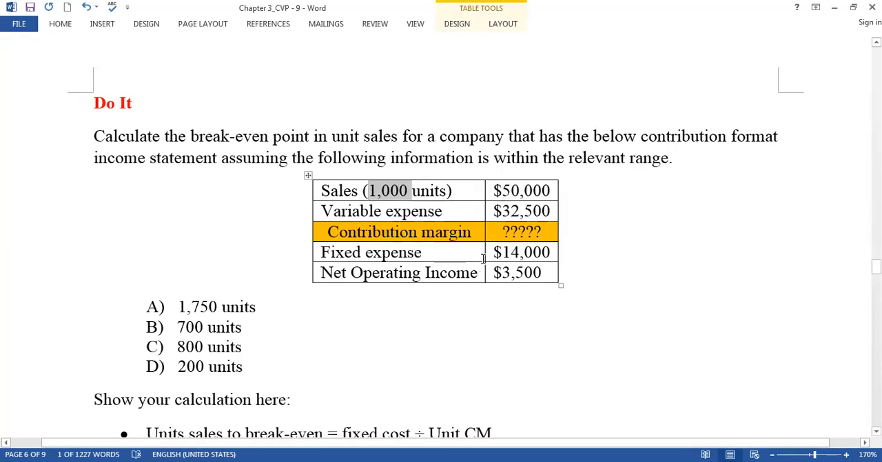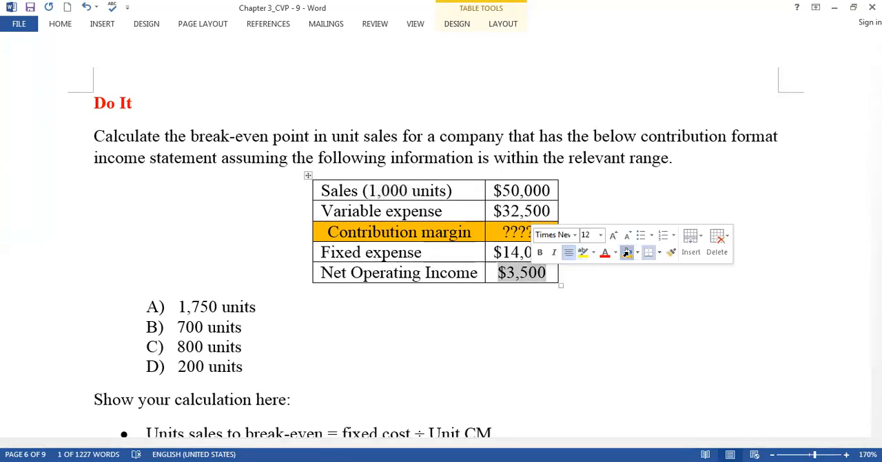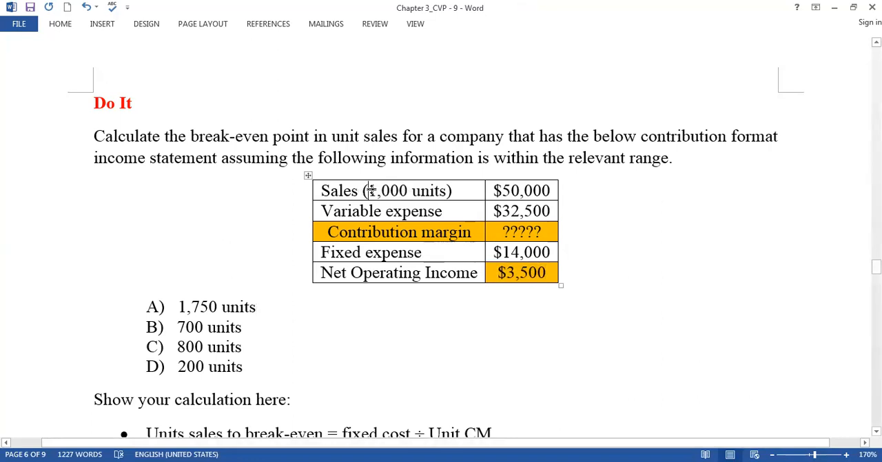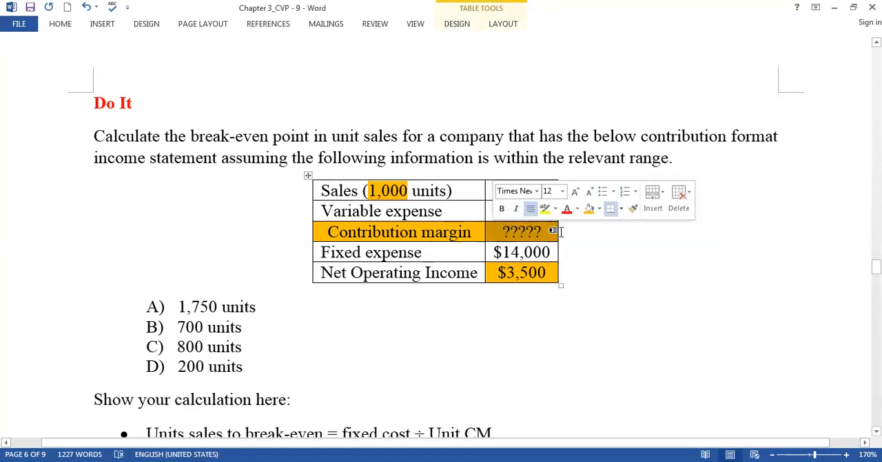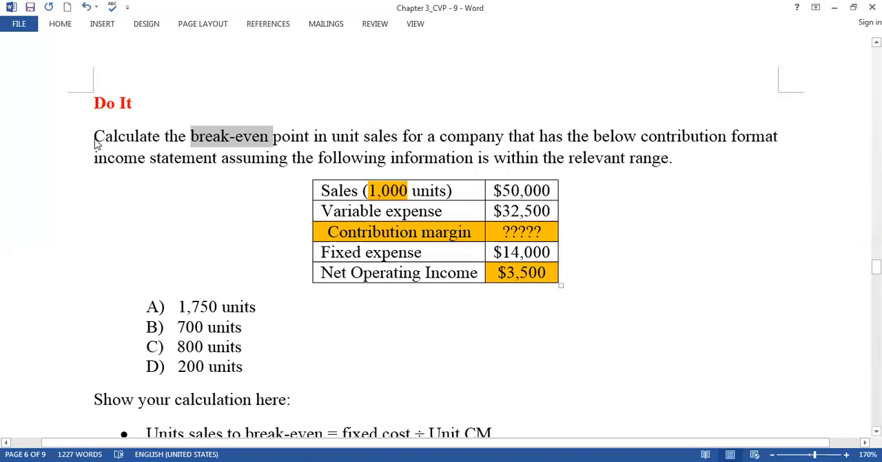And they have how many profit? They have 3,500 profit. Clear? They sell 1,000 units, and this is their profit, right? Now the question gives you variable cost. You have to calculate the contribution margin. The question asks how many units to have a break-even point. Calculate break-even point in units. That means we are looking for this number.